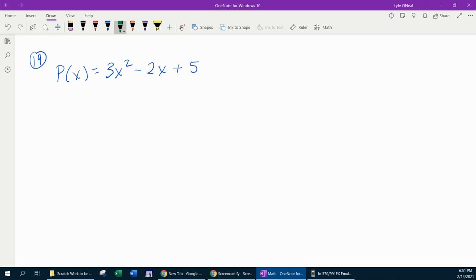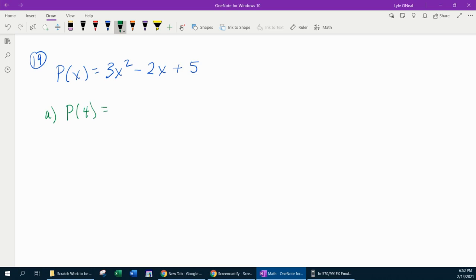All right, in our next example, number 19, here we have a polynomial function. P of x is y. Remember, f of x, g of x, the function notation represents y. And this problem has several parts. Here they want to see if you know how to evaluate a function. So for part A, they're going to ask us to find P of 4.